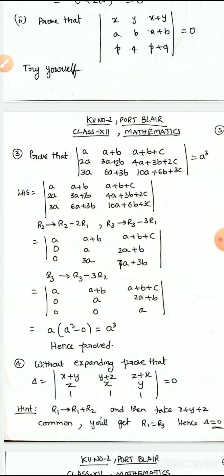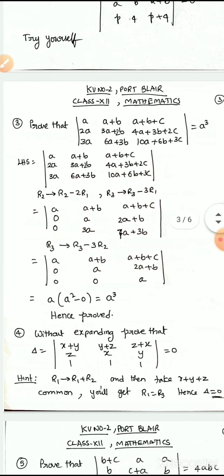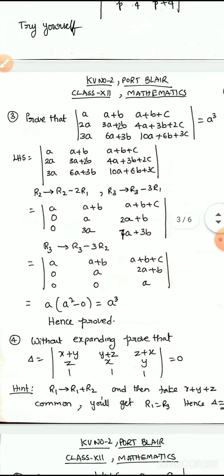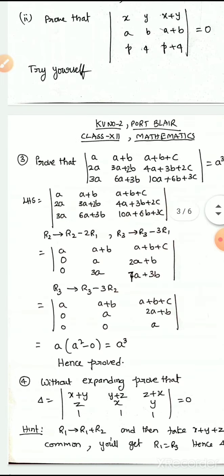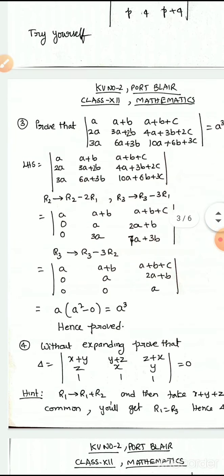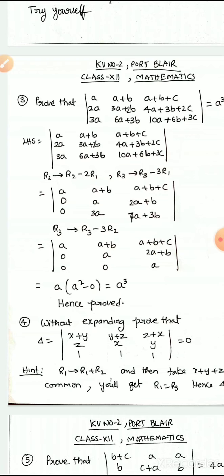I will try to make 2a and 3a as 0. To make 2a as 0, we apply the operation R2 is R2 minus 2R1. And to make the first column's 3a as 0, we apply the operation R3 is R3 minus 3R1. Here we are not changing row 1, but we are using row 1 to change row 2 and row 3. So no problem. These two operations can be applied simultaneously. We have not changed anything in row 1, so row 1 remains the same.